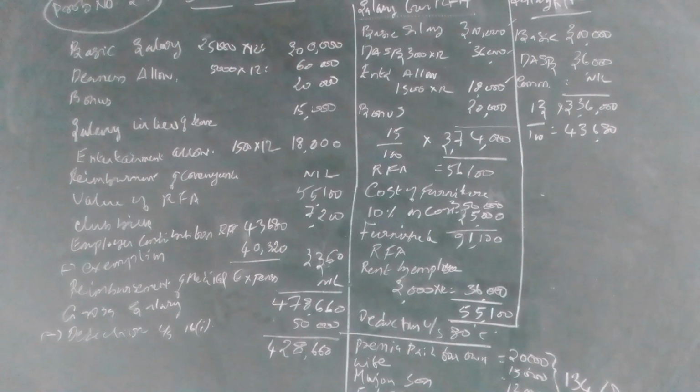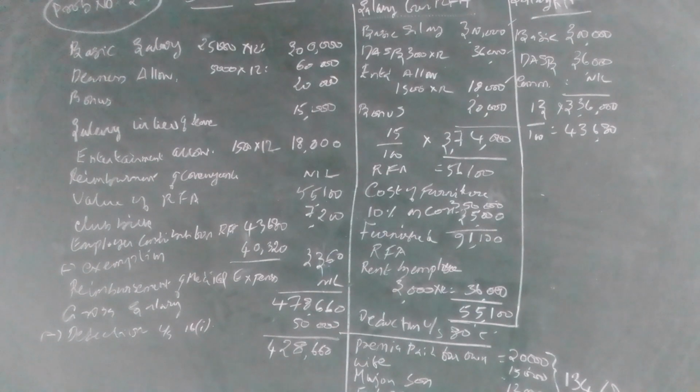So as far as rent-free accommodation is concerned, first we have to take the salary for RFA: basic salary, dearness allowance that enters into service benefit, rate, fees, etc., bonus, and all taxable allowances. In this case, only entertainment allowance comes under taxable allowances, right? Is any other allowance given in the question? No. So only entertainment allowance is available. All these things we have to take. That comes to 3,74,000. On that, 15% we have to take.